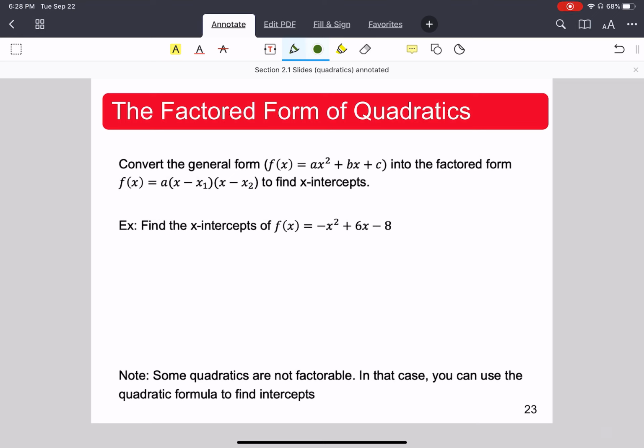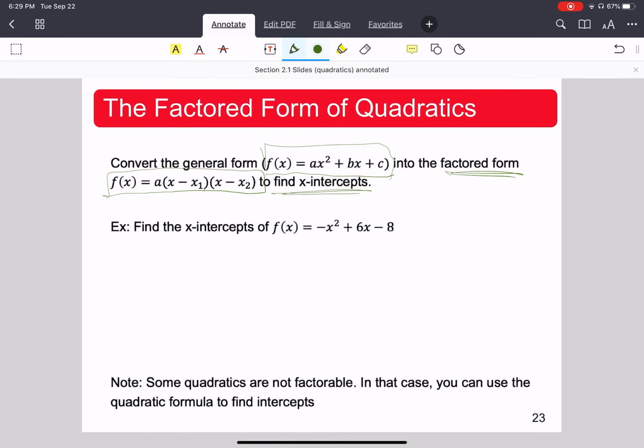And then the next thing we're going to talk about is the factored form of quadratics. So we previously learned the general form, which looks like ax squared plus bx plus c. We sometimes factor this and then get something like f of x equals a times x minus x1 times x minus x2 to find the x-intercepts. So again, we do that for the ones that are factorable. Some quadratics are not going to have factors like this. It's not going to be easily factorable. So in this example, I'm going to show you how to do this one. We have f of x equals negative x squared plus 6x minus 8.